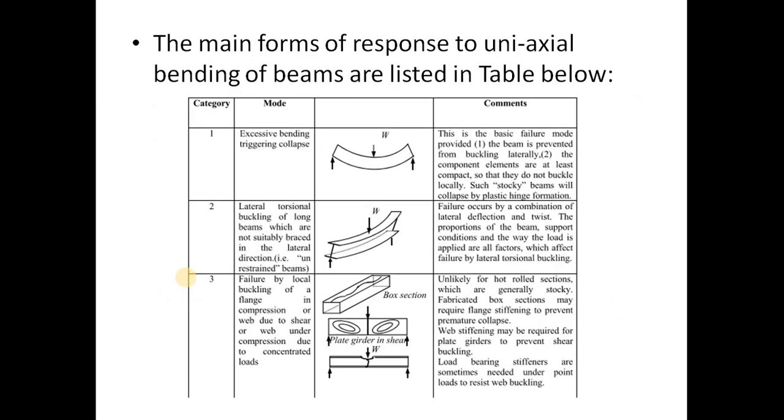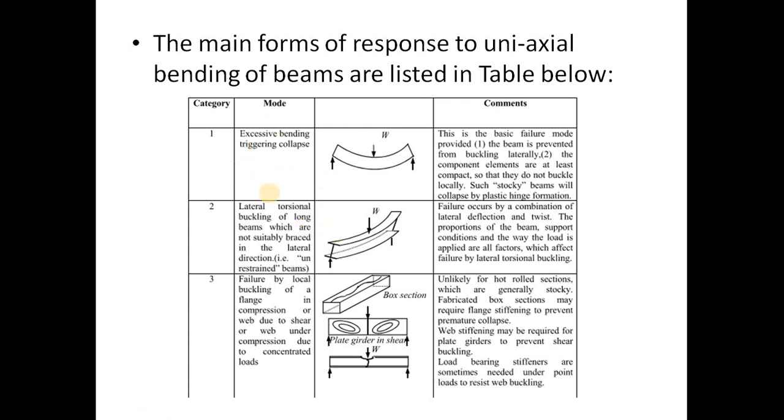The main forms of response of uniaxial bending of beams are listed below. This is actually given in IS 800 2007. Category 1 is excessive bending triggering collapse. So this could be one mode of failure, and the second category could be lateral torsional buckling of long beams which are not suitably braced in the lateral direction, that is, unrestrained beams. This is the second category which we are very much interested in this session.